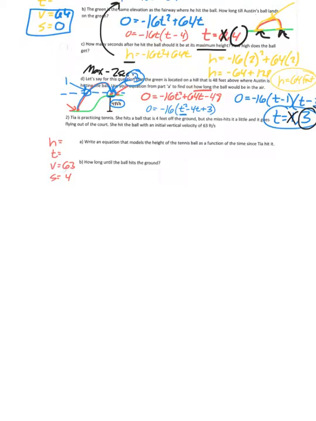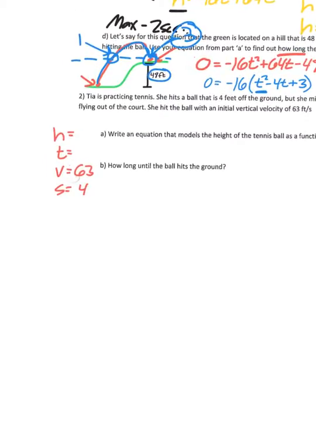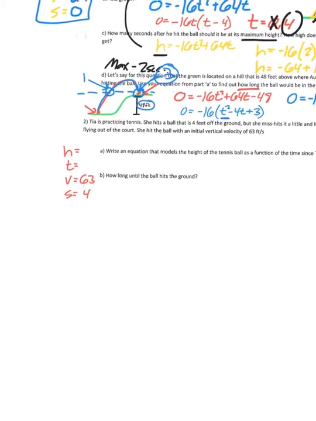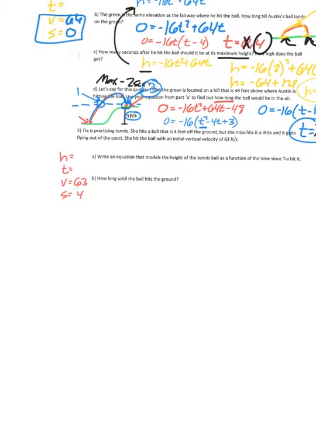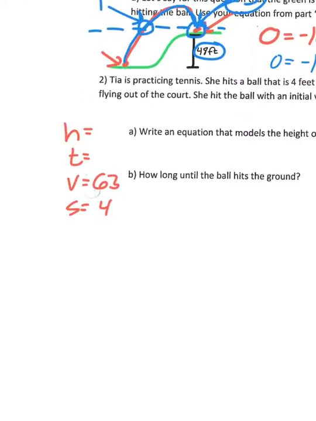Okay, and the second problem on this worksheet, I'll go through this one a little quicker. I've already got a few of the things set up already, but it's Tia practicing tennis. She hits the ball when it's already off the ground at 4 feet. She hits it when it's 4 feet off the ground, but hits it a little and goes flying out of the court. She hits the ball with an initial vertical velocity of 63 feet per second. So I've already got our 4 variables set up. They've given us the initial vertical velocity and the initial height. Okay, check, check. We know both those.